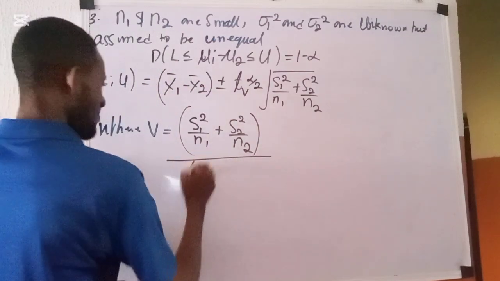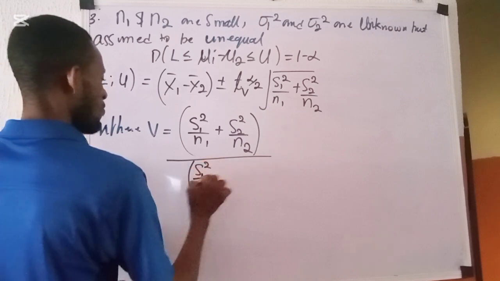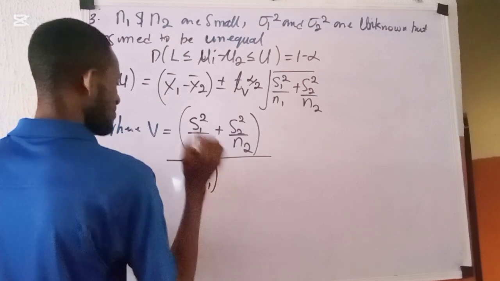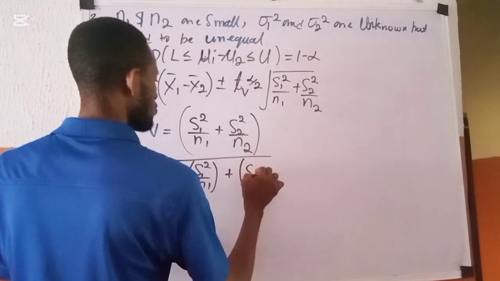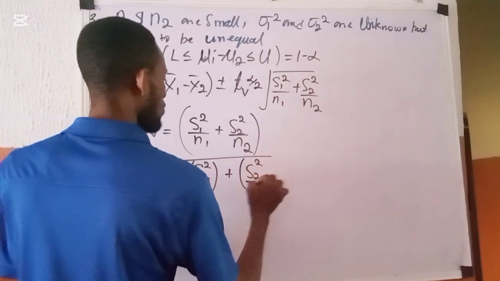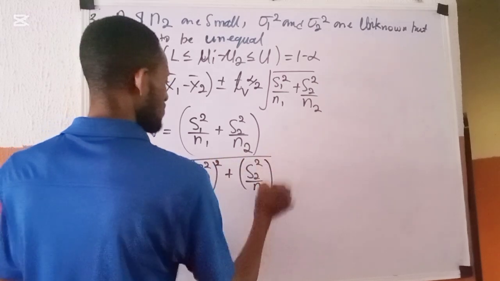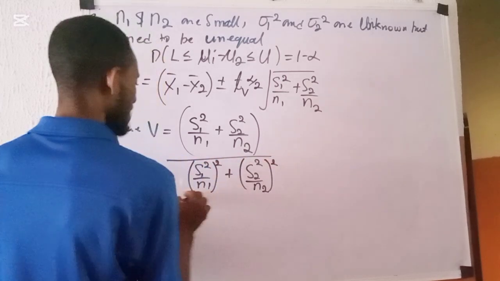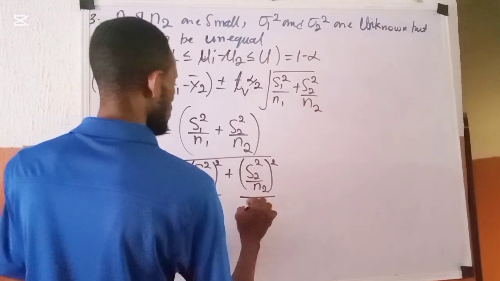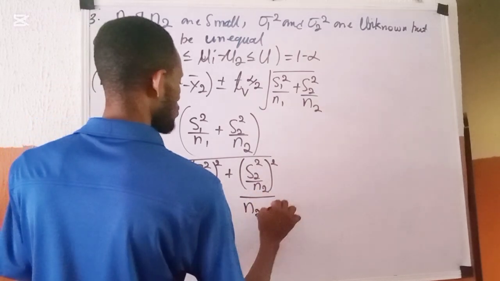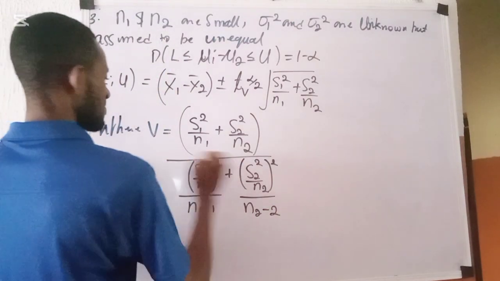Okay? Open a bracket here. You have S1 squared all over N1, close the brackets, then plus S2 squared all over N2, close it, all squared. Here you have, all over N1 minus 1, here you have N2 minus 2. Then you now have something like this.